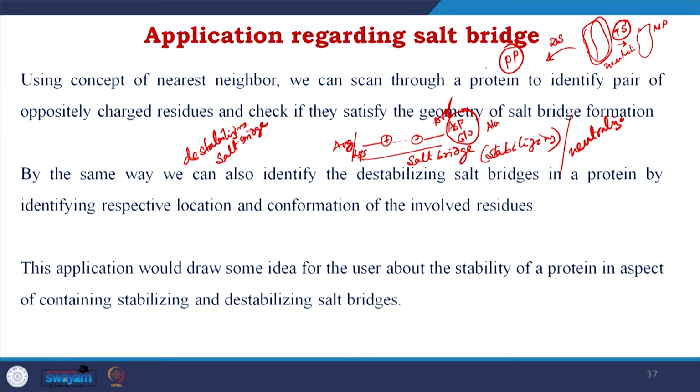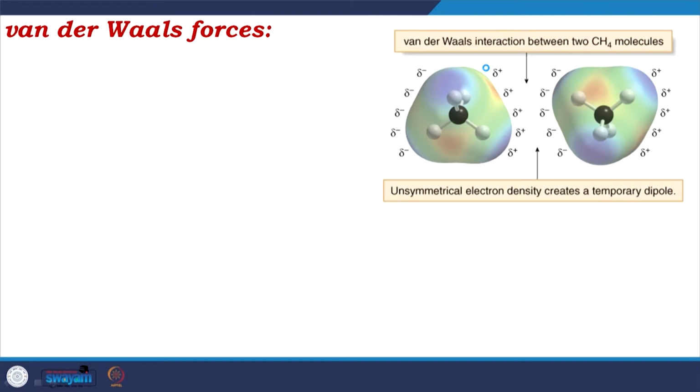By identifying the destabilizing amino acid or destabilizing salt bridge and changing it to a stabilizing salt bridge, you would have a double effect towards stabilization. So, this is a very interesting strategy in thermostable enzyme or thermostable protein engineering. The application would give the user some idea about the stability of a protein in terms of containing stabilizing and destabilizing salt bridges. Coming to the next topic, van der Waals forces.